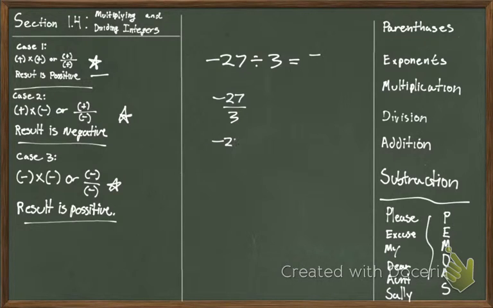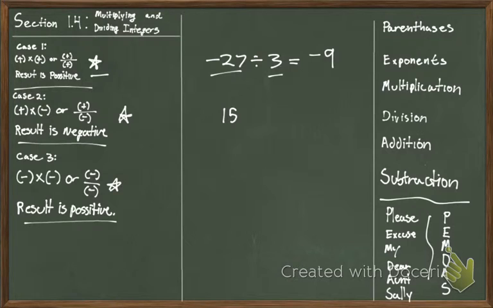And so it just so happens that 27 divided by 3 is 9. And you can work that out however you see fit, but the case law applies. Our answer is going to be negative 9. Next, let's do 15 divided by negative 1, is an easy one.